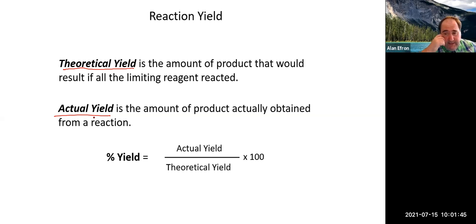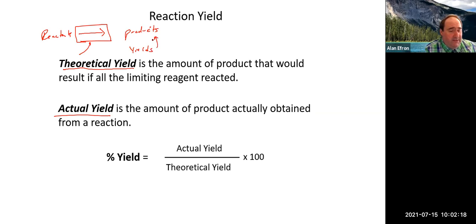So when we talk about yields, by the way, it is about products. You don't have a theoretical yield of reactants or anything like that. When we say yield, in chemical equation talk, the arrow can sometimes mean to yield, between your reactants and your products. So when we talk about yields, it's products we're talking about. Theoretical yield should be how much product, actual yield should be how much product was produced.